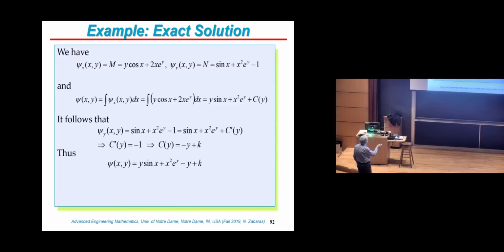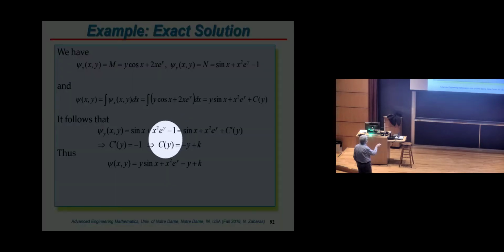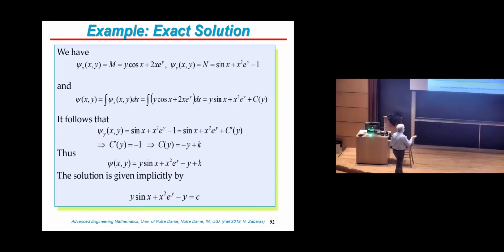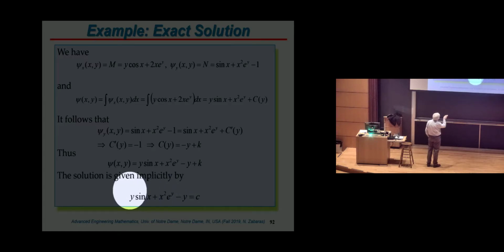Let me give you the final answer. Here's the answer: y sine of x plus x squared e to the y minus y plus some constant. That's the function psi. And when this function is equal to 0, it gives you implicitly the solution y. Obviously, there is no way you can solve this by hand, right? So the solution is defined implicitly. But if you have a computer, for every x, you can compute the y that satisfies this equation for some initial condition.